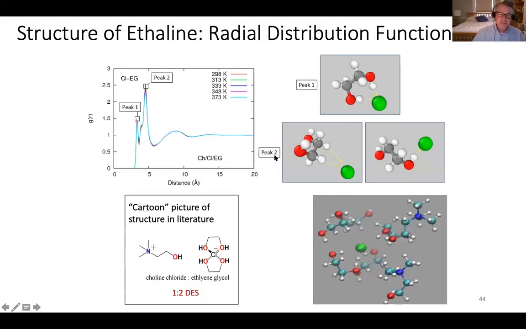We can also decompose this and say something about the solvation structure of these things. A lot of times people think that this is the ethylene glycol molecule, that it would solvate a chloride like that. It does. That's the first peak in a radial distribution function, but we also see solvation structures that look like that, and that's the second peak. So again, the power of the simulations is we can understand the different solvation environments that these things have.